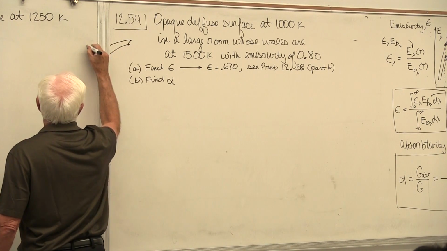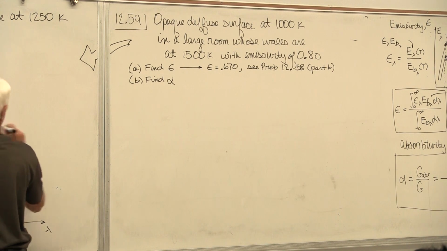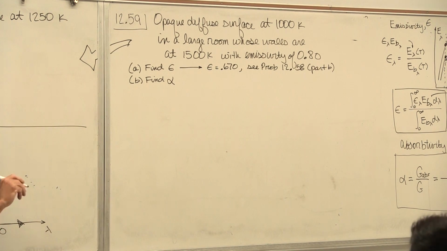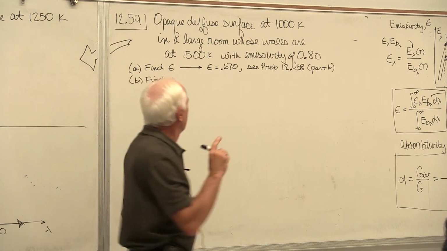You did just say in the problem though that with emissivity of 0.8. Say it again, sorry. You wrote with emissivity of 0.8, so why is it 0.6? Oh, okay.